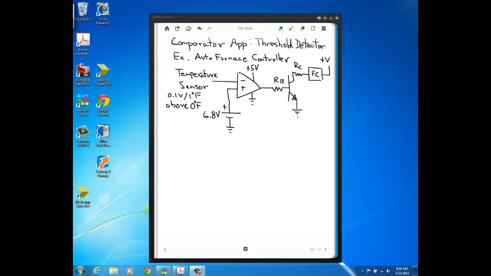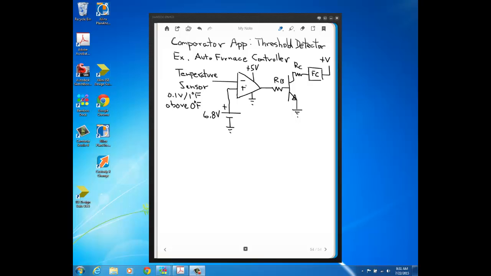Alright, here we're going to look at a comparator being used in an application called threshold detection. So this circuit you see is an example of a threshold detector where we're automatically controlling a furnace. If you take a look at what we have here, here's our op amp without any feedback.